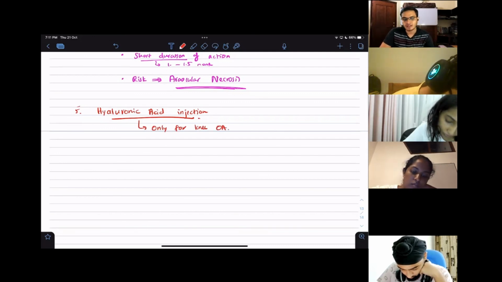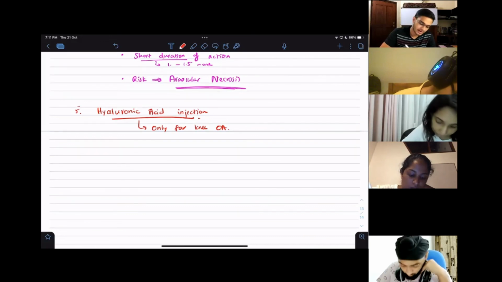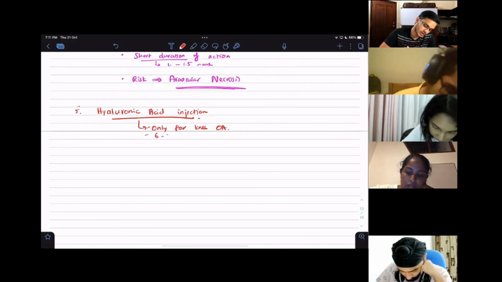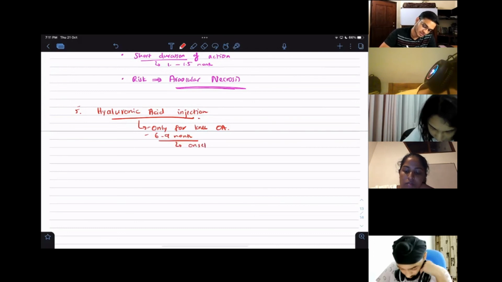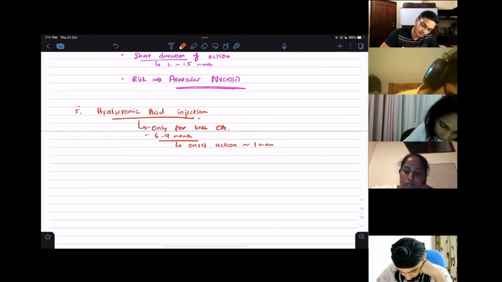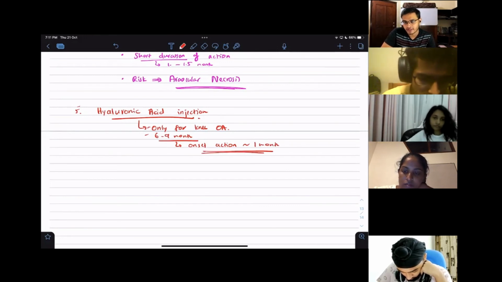This one, guys, it is good, and it lasts longer. The pain relief can last 6 to 9 months due to the reduction in friction. But the thing is, the onset of action also takes time. Onset of action can take about 1 month. After giving the injection, for about 1 month, the patient will still be in pain.